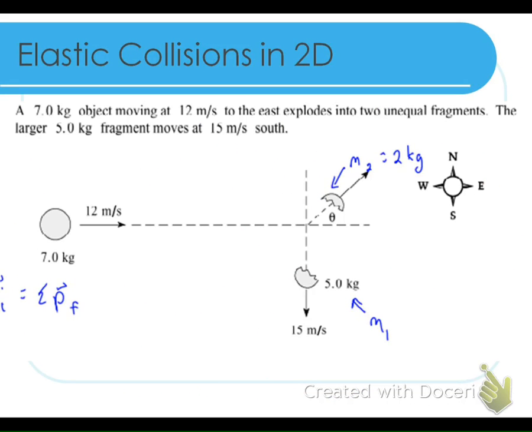So go ahead and take a look at what this says. Kind of wrap your mind around what's happening. There's one object that's moving 12 meters per second to the right. It breaks up into two separate objects. So this is kind of like a reverse inelastic equation, but we're going to start with one object. They break apart. The second object goes south at 15 meters per second. Or the first object goes south. The second object is what we're trying to find. So we're trying to find the speed and direction of our second object as it flies through the air.